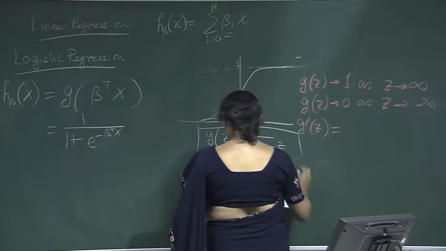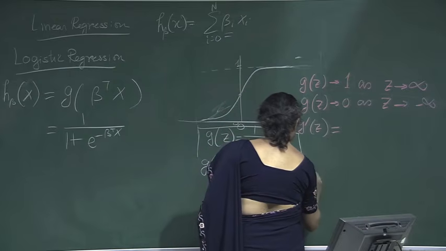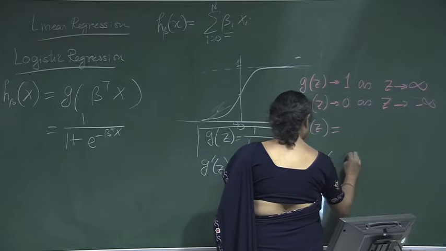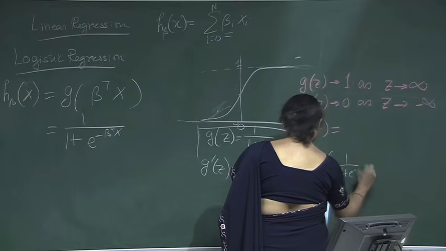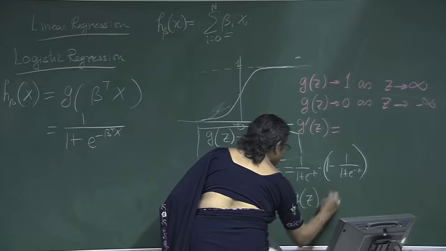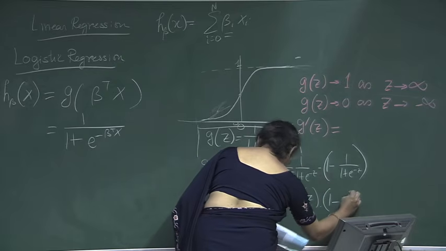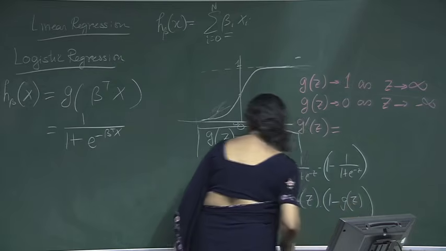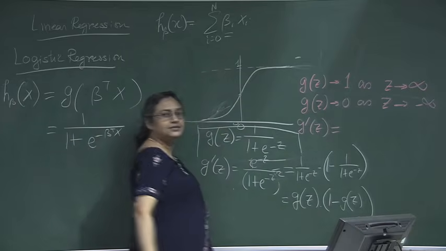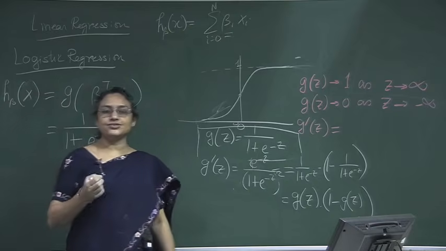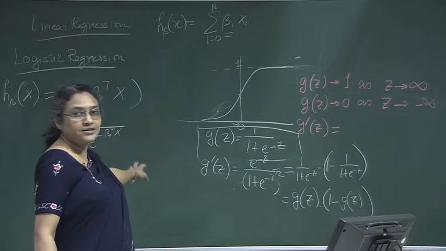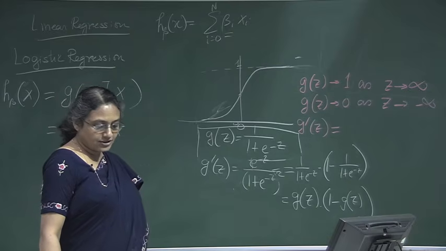So, this can be written as 1 by 1 plus e to the power minus z times 1 minus 1 by 1 plus e to the power minus z, which is simply equal to G(z) into 1 minus G(z). So, the derivative of G(z) can be written as G(z) times 1 minus G(z). So, the derivative is extremely simple to compute, and this is a property which makes it attractive to use this logistic function or sigmoid function.